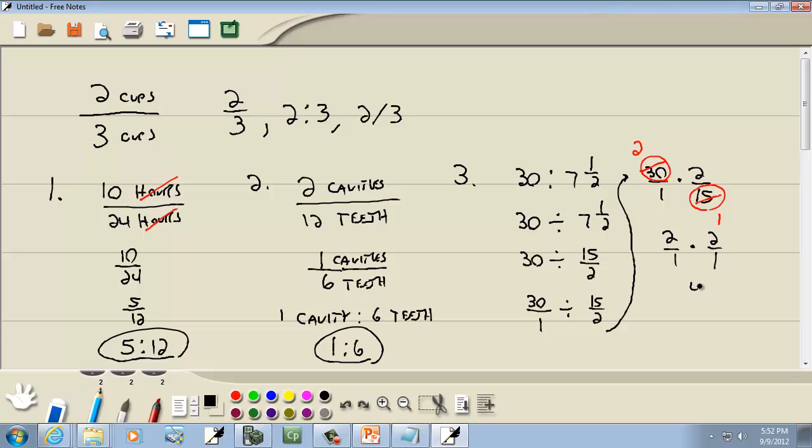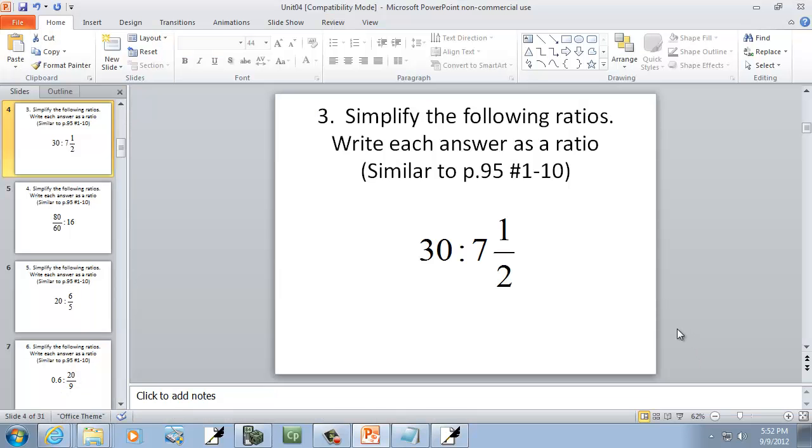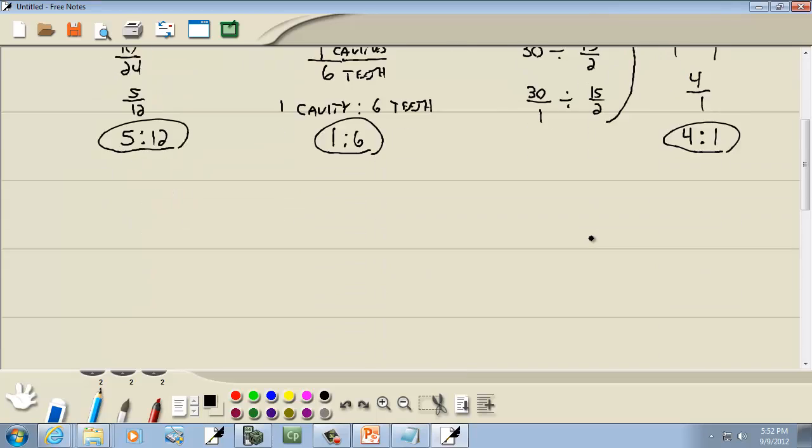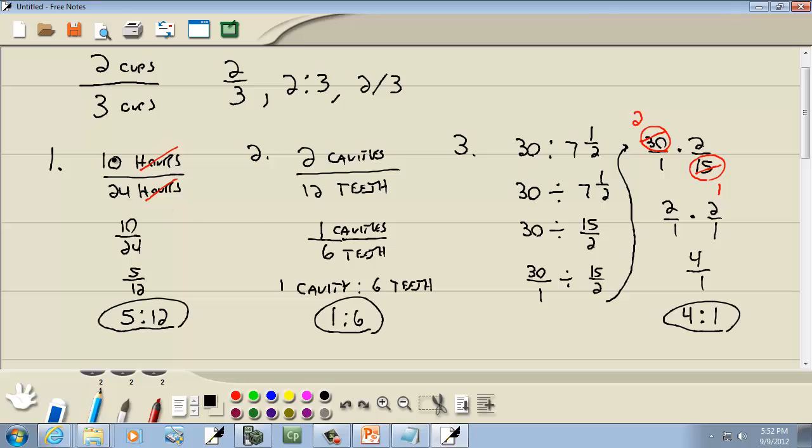Multiply the top parts together. 2 times 2 is 4. Bottom parts, 1 times 1 is 1. And to put this back into ratio form, it'd be 4 to 1. So that's how you simplify it. The easiest way is to write it in division like that. Now sometimes it's easy just to write it in fraction form like this, and you can simplify it.